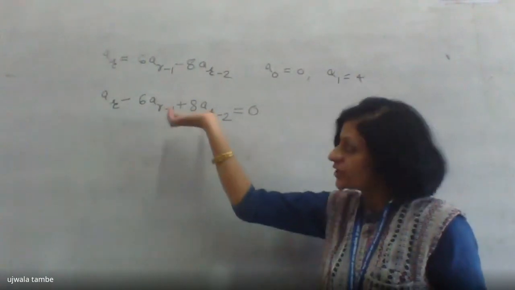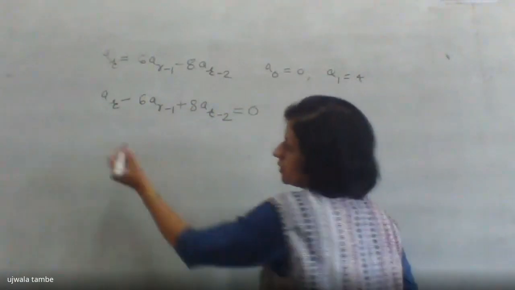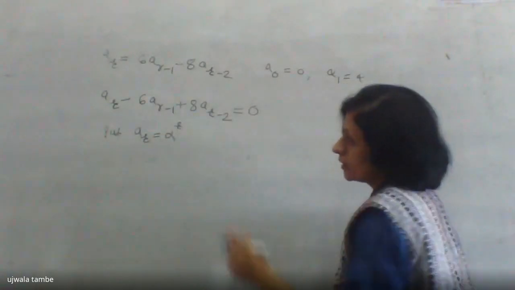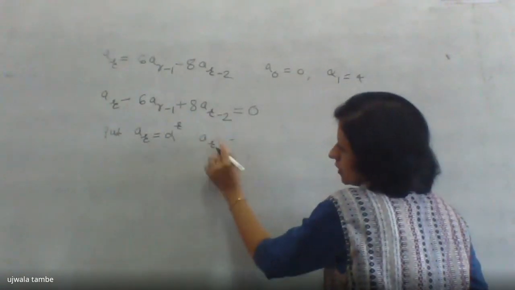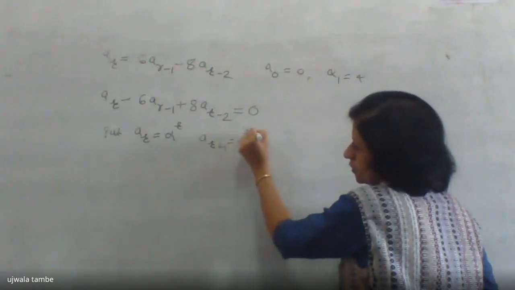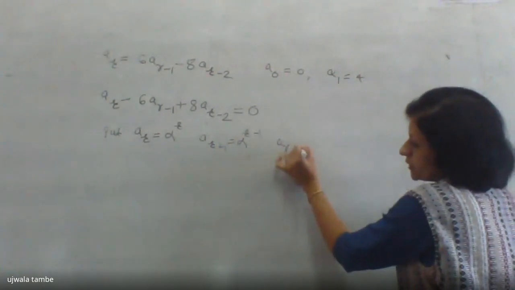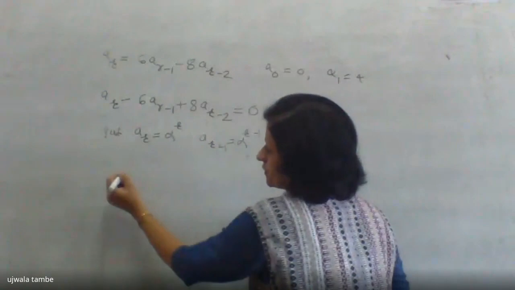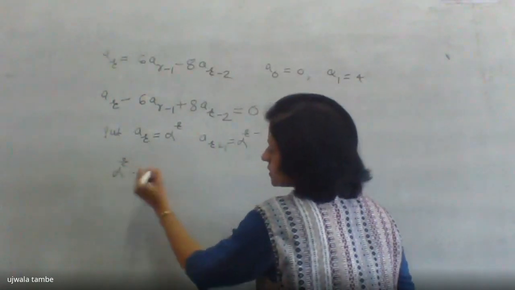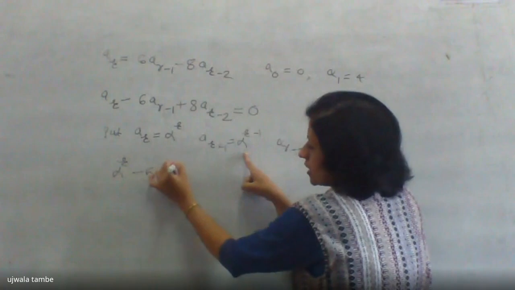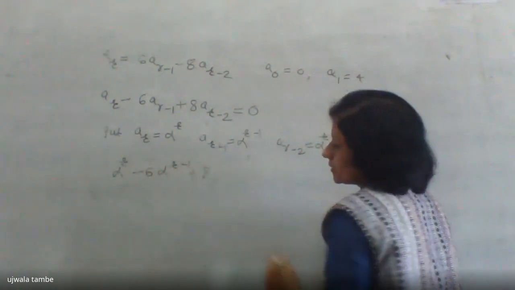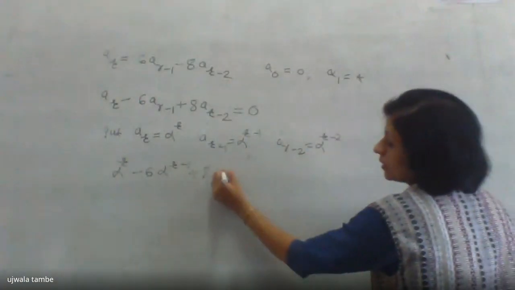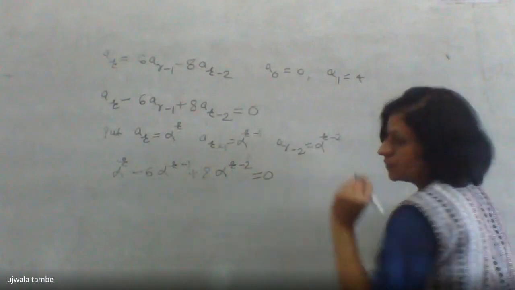Solve this equation means reduce this equation to the characteristic equation by putting a_r is equal to alpha raised to r, a_(r-1) is equal to alpha raised to r minus 1, a_(r-2) is alpha raised to r minus 2. Therefore, the homogeneous equation is alpha raised to r minus 6 alpha raised to r minus 1 plus 8 alpha raised to r minus 2 is equal to 0.